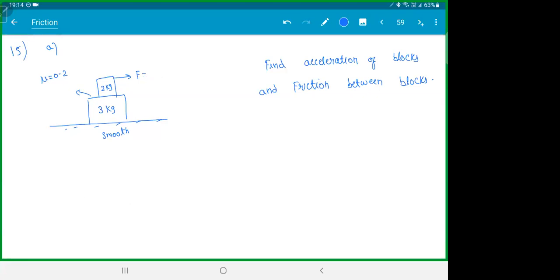Let's call it F. Case 1, F is equal to 4 newtons. Case 2, F is equal to 20 newtons. There. So if you apply 4 newtons, find the acceleration and the friction between the blocks. If you apply 20 newtons, find the friction and the acceleration of the blocks. Try.